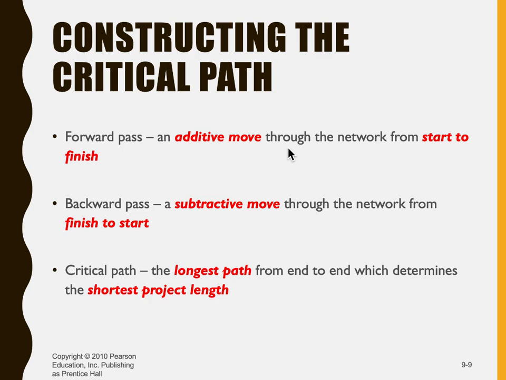In constructing a critical path, we have things like forward pass, which is basically an additive move. A project could, for example, shorten the completion time by increasing the manpower. Backward pass is a subtractive move, from finish to start, basically the reverse. You already have the completed node, for example, the days, but then certain things come up and you have to remove certain manpower or items, and that is a subtracting move. Critical path is the longest path from end to end, which determines the shortest project time.